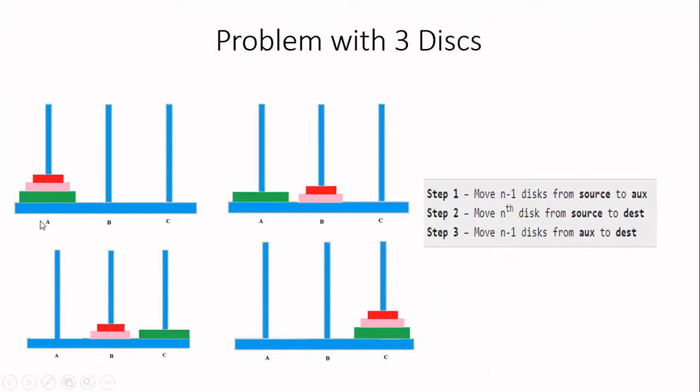So which is the source tower here? A, and the auxiliary tower is B. You have to move the top n minus 1 disk. That is, I am going to take the red one and the pink one, and I will place it in the auxiliary tower. But can you move 2 disks at a time? It is not possible. You can move only 1 disk at a time.